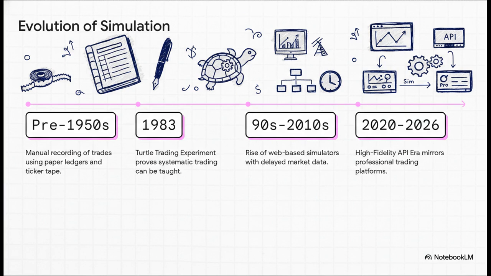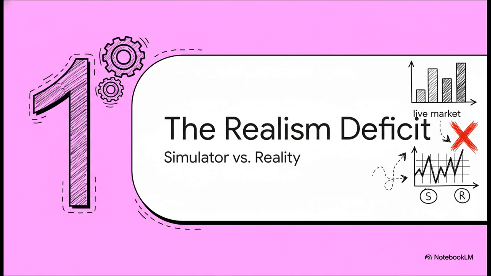I mean, we've gone from aspiring traders in the early 20th century literally using paper and pencil to track ticker tape, to the legendary Turtle Traders experiment back in '83, which proved you could actually teach a winning system. And now we're in the high-fidelity API era, where simulators look and feel almost identical to the professional platforms they're copying. But almost identical is the key phrase, isn't it? Because hiding right under that slick, professional-looking interface lies the first huge problem, what we'll call the realism deficit. There are these subtle but absolutely critical technical differences between the simulator and the real live market.